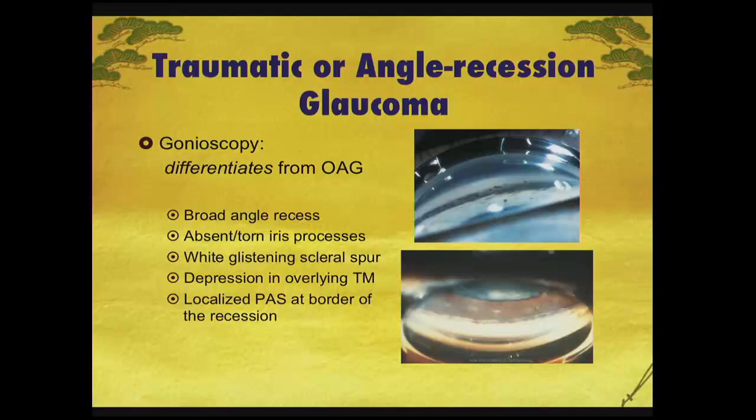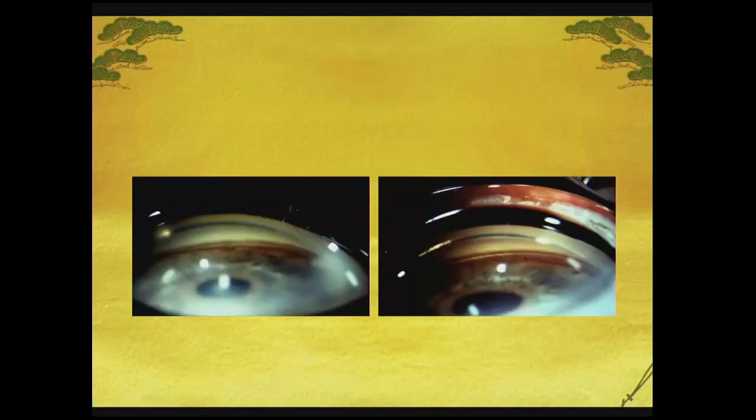Gonioscopy is absolutely necessary to differentiate angle recession from other types of glaucoma. You're going to see a very broad angle recess. The iris may give you some clues that something's going on. The scleral spur may be more prominent, and you might see synechia at the border of the recession.